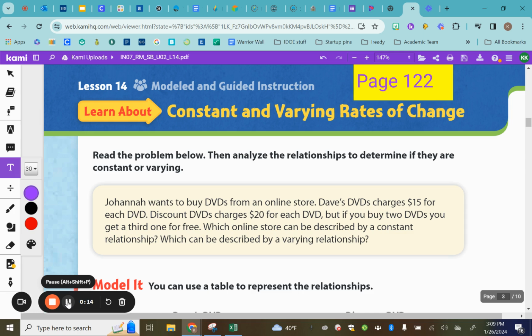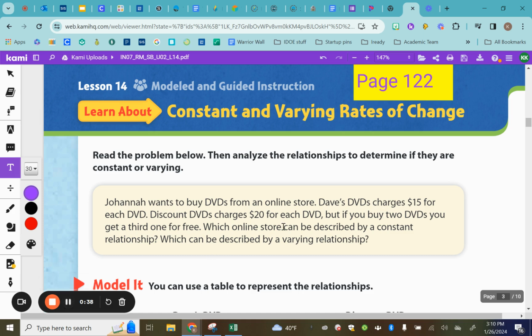Joanna wants to buy DVDs from an online store. Dave's DVDs charges $15 for each DVD. Discount DVDs charges $20 for each DVD. But if you buy 2 DVDs, you get a third one for free. Which online store can be described by a constant relationship, and which can be described by a varying relationship?